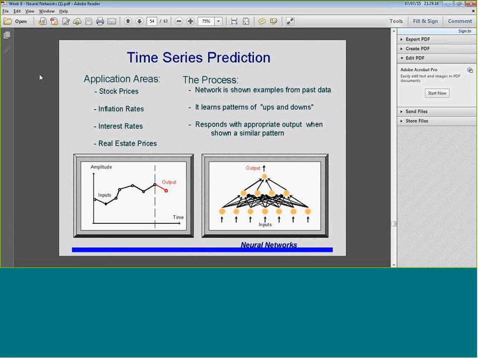I had another student who was about 85% accurate in predicting horse races at a local track, and so forth. So I've had some personal examples that were successes.